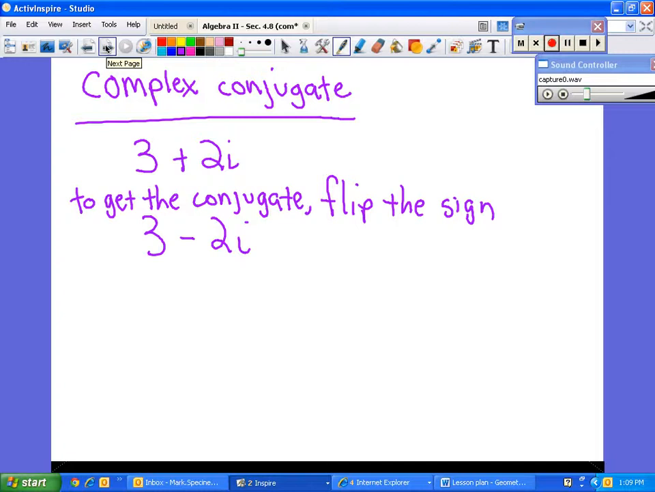So the conjugate of 3 plus 2i is 3 minus 2i. To get the conjugate of any binomial, it's really true for any binomial, but we're only going to be focusing on complex numbers.